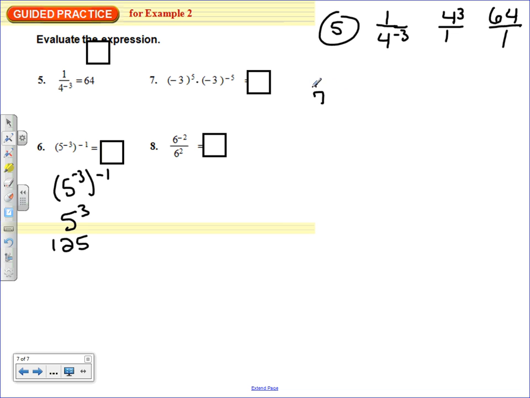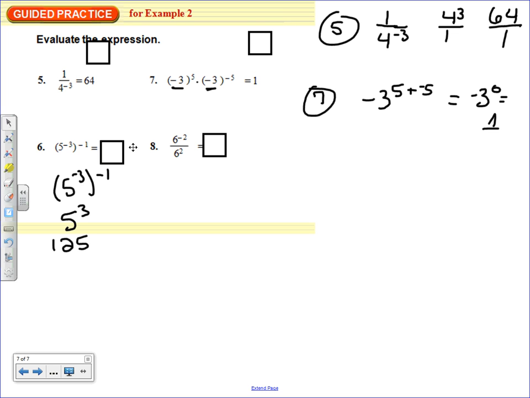Going up here to example 7, I am multiplying and I have like bases. The rule says if I'm multiplying and I have like bases, I'm supposed to leave my base and add my exponents. 5 plus a -5. Multiplying like bases, we want to add our exponents. 5 and a -5 is going to leave us with -3 to the 0 power, which we all know anything to the 0 power is 1. So check that. Back down here I didn't check it, but we did get it correct.